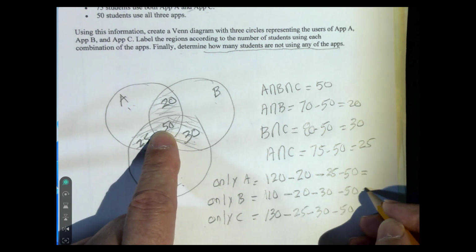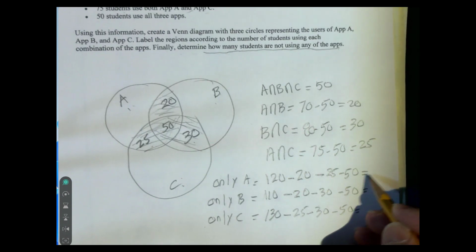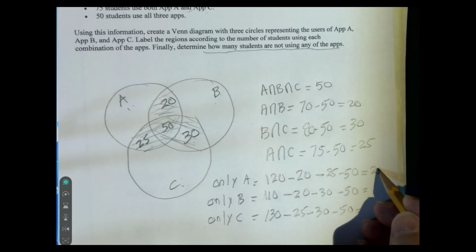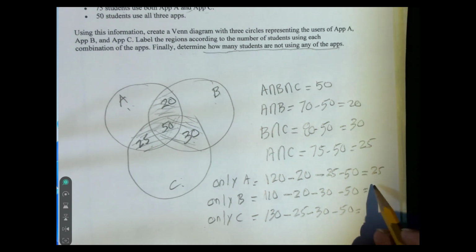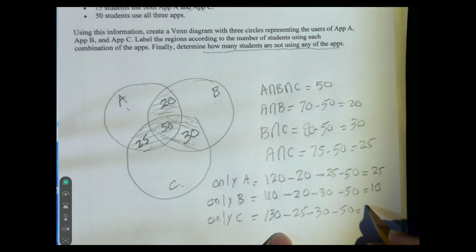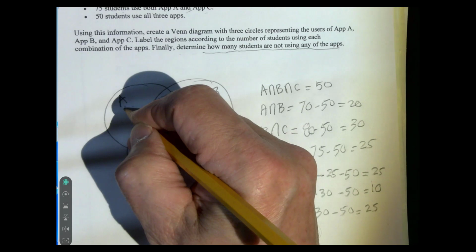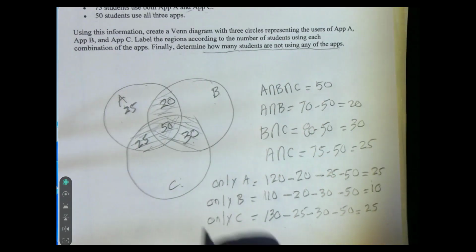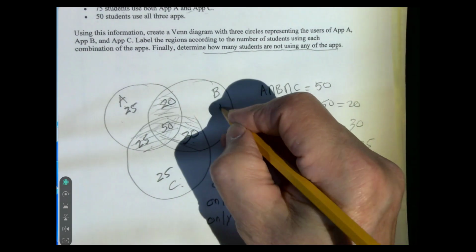So to do the math, only A should be 25. Only B should be 10, and only C should be 25. So now we're going to label our circles with our numbers. So 25 goes right here, 25 goes right here, and then 10 goes right here.